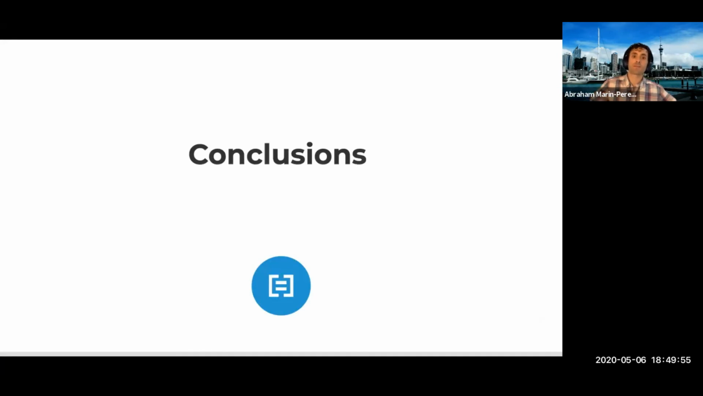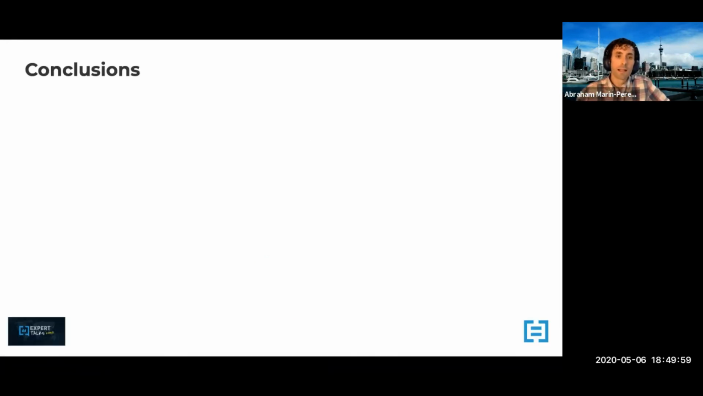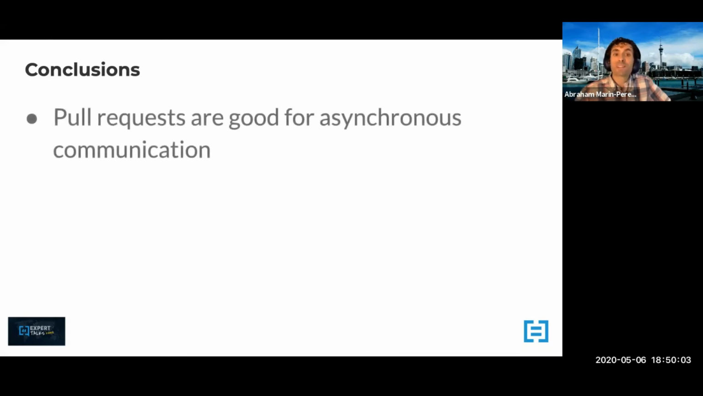Which makes us reach the end of our talk. So some conclusions that I'd like to highlight. First of all, remote pairing is great, but pull requests can be very useful when you want to achieve asynchronous communication. Pairing requires synchronous communication. Pull requests allow you to work at different times.